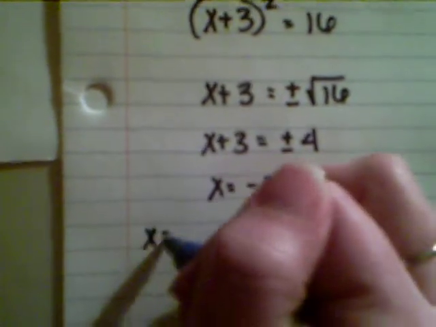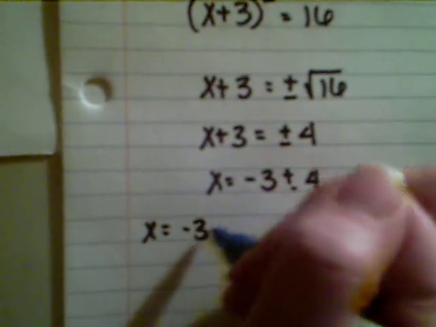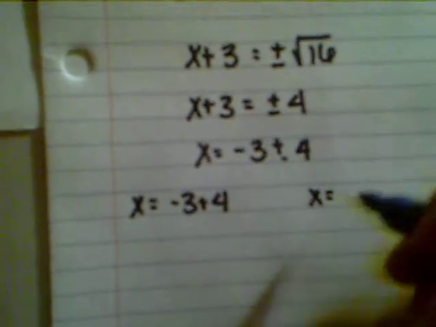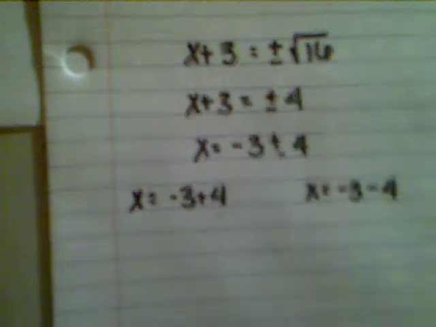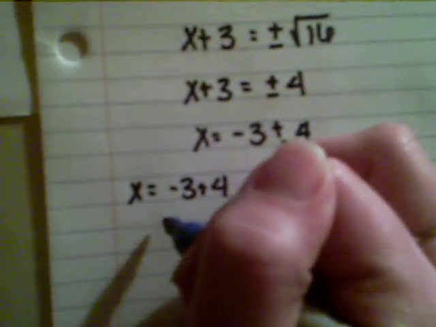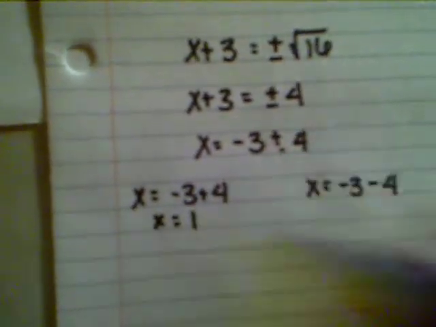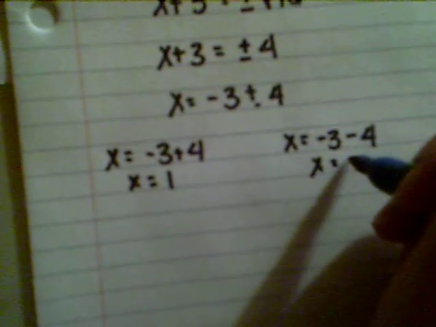So x is going to equal negative 3 plus 4, and x is going to equal negative 3 minus 4. Therefore, your answer is going to be x equals 1 and x equals negative 7.